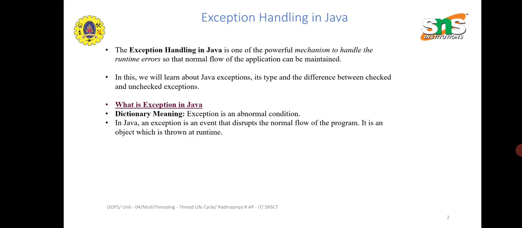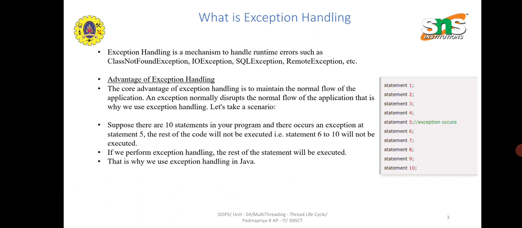What is an exception in Java? Dictionary meaning: an exception is an abnormal condition. In Java, an exception is an event that disrupts the normal flow of the program. It is an object which is thrown at runtime. Exception handling is a mechanism to handle runtime errors such as ClassNotFoundException, IOException, SQLException, RemoteException, etc.